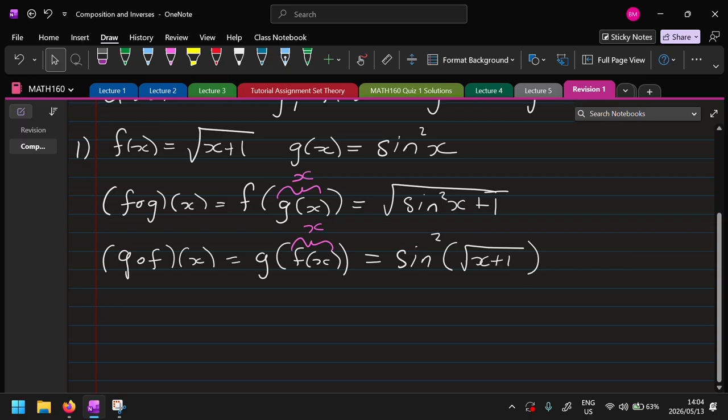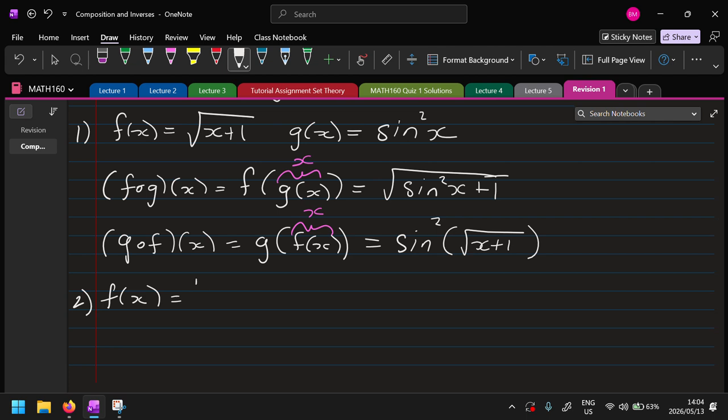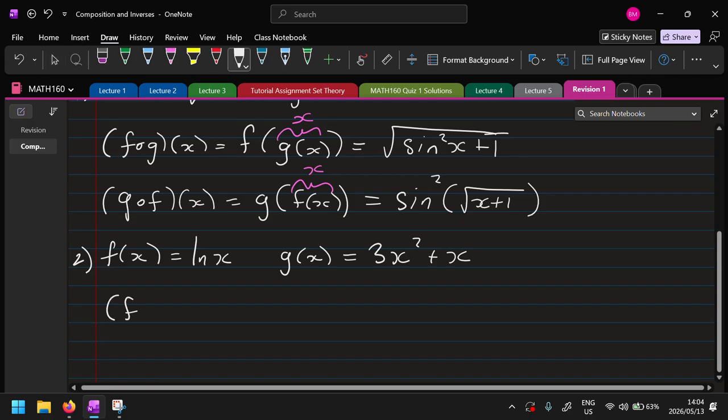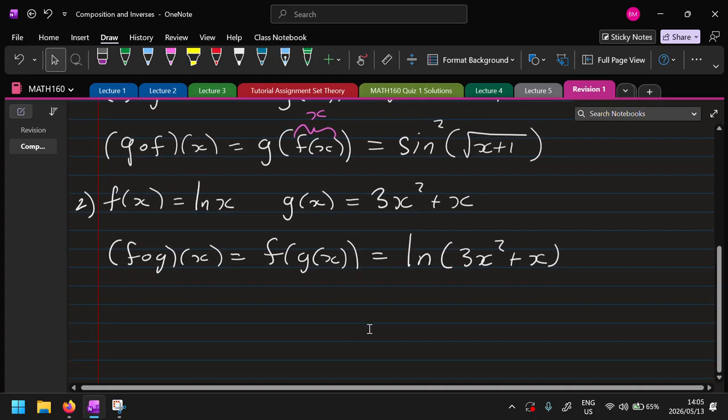Any questions for this first one? Okay. Let's say 2 more, and then we'll go into inverses. So f of g. So we're taking f. In place of x, we now put g. And then domain, range. You know how to do that. And g of f.